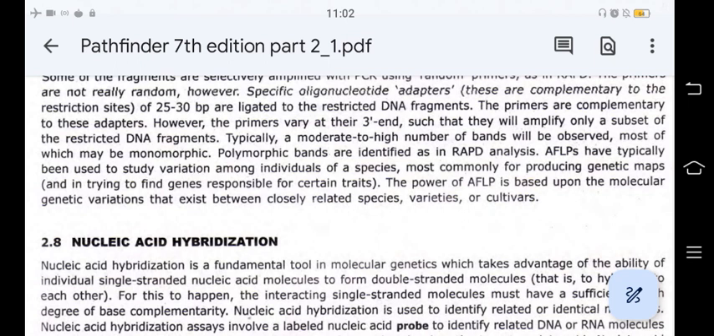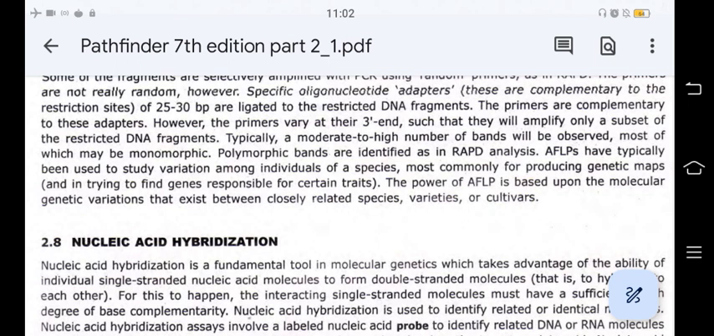Some oligonucleotide adapters, which are complementary to the restriction sites, of 25 to 30 bp, are ligated to the restricted DNA fragments. The primers are complementary to these adapters. However, the primers vary at their 3' end such that they will amplify only a subset of the restricted DNA fragments. Typically, a moderate to high number of bands will be observed, most of which may be monomorphic. So, polymorphic bands are identified as in RAPD analysis.